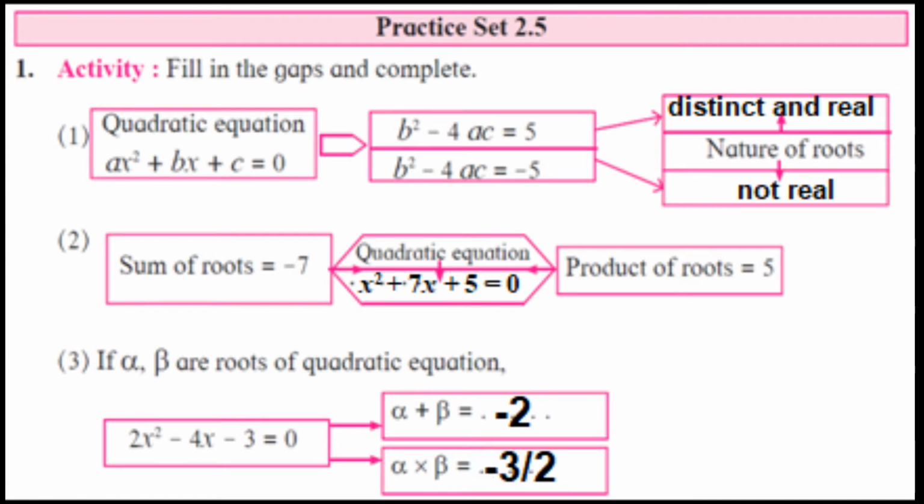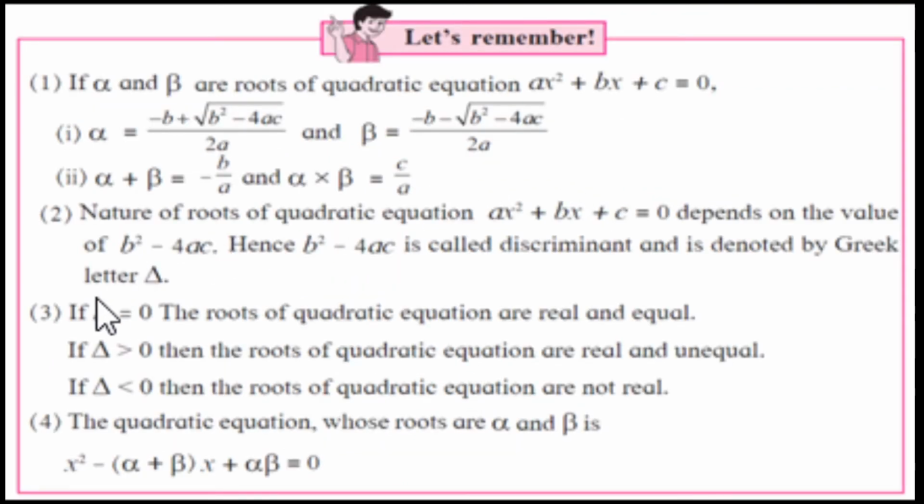Question number 1. We have to complete this activity. First one, the quadratic equation is ax square plus bx plus c is equal to 0. Here, if b square minus 4ac is equal to 5, that means delta is more than 0, so the roots are distinct and real. If b square minus 4ac is equal to minus 5, that is delta is less than 0, then the roots are not real. We need to remember point number 3 to solve it.